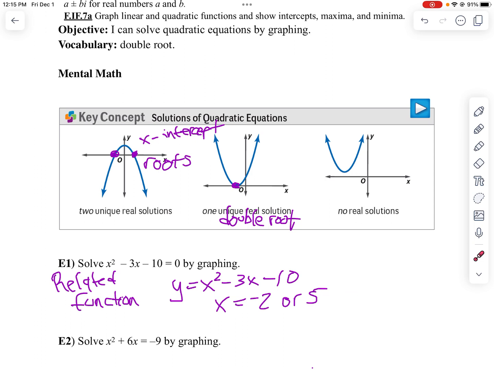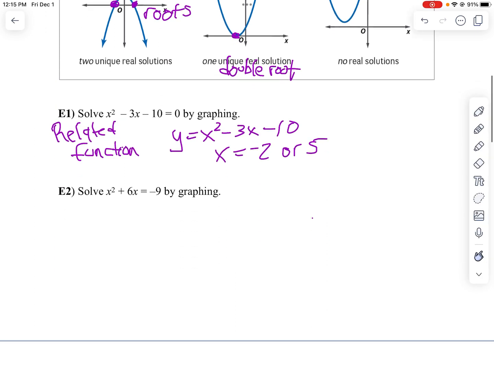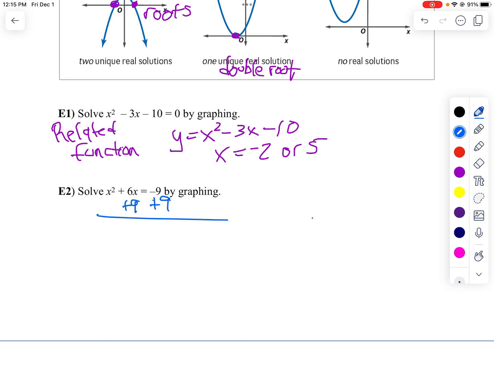Now, on example 2, notice we have to do a little bit of work. Unlike example 1, it doesn't already equal 0. I can't write a related function for -9. So what I'm going to do is make one side equal to 0. I would suggest that we add 9 to both sides because that seems the easier side to graph. So then I can say x squared plus 6x plus 9 equals 0. I will write my related function, y equals x squared plus 6x plus 9.